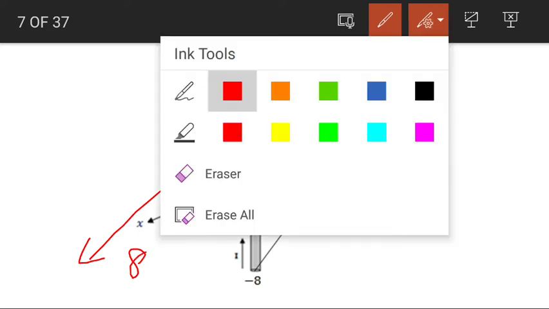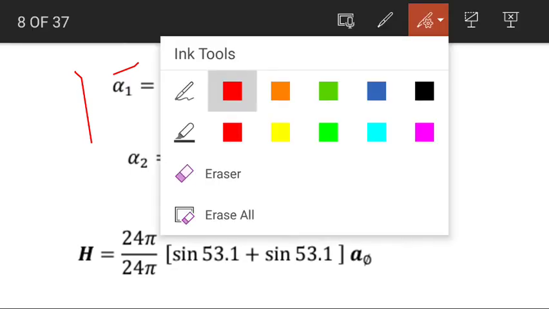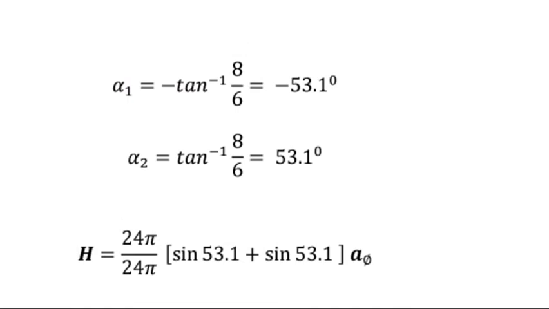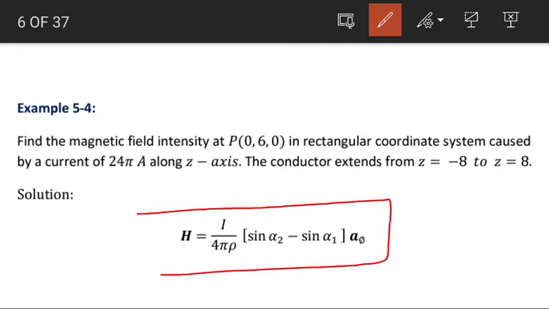So alpha 2 will be tangent inverse 8 by 6, and that is 53.1. So we put the values in this particular equation. You see the current in this equation is known, which is 24 pi ampere. Rho is known, which is 6. Alpha 2 is 53.1, and alpha 1 is minus 53.1.